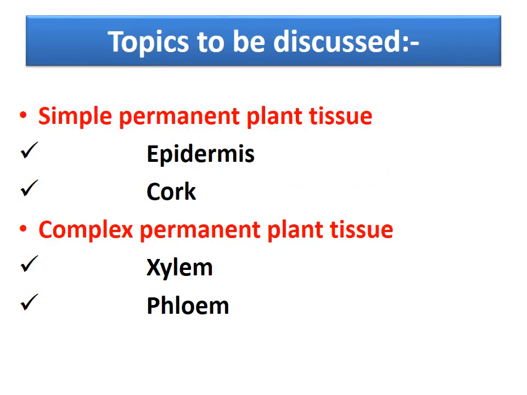In today's lecture, the topics to be discussed are simple permanent plant tissue. Under this, we would be discussing epidermis and cork. Also, we would be discussing complex permanent plant tissue, and under this complex tissue we would be studying xylem and phloem. Okay, so these are the several topics which we would be covering in today's lecture.